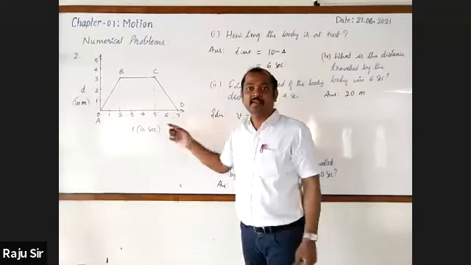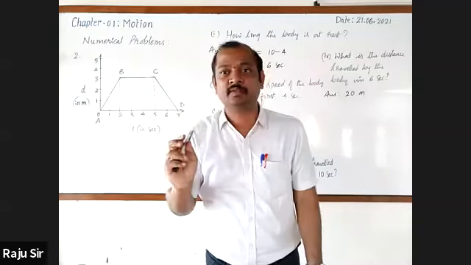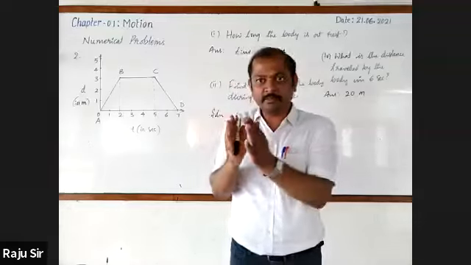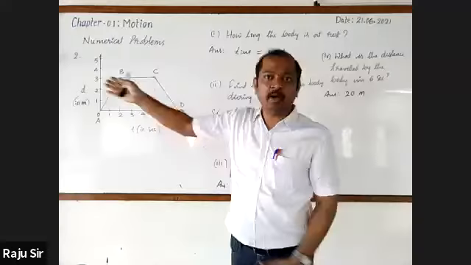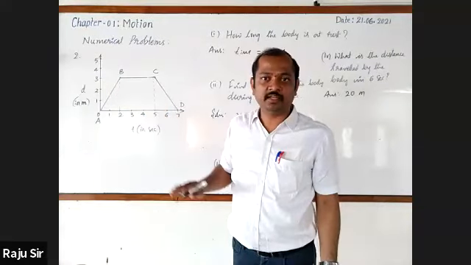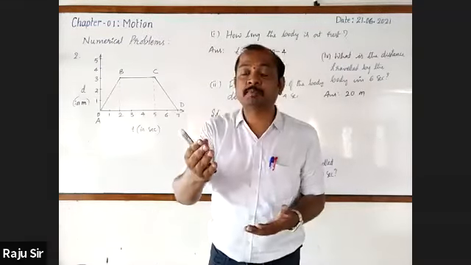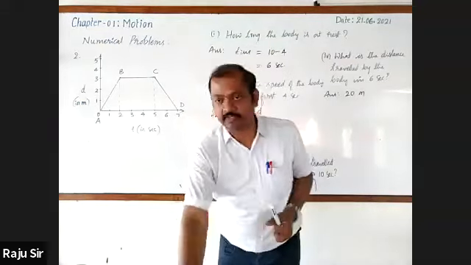Somebody told, it is minus 3. Here the velocity is negative, so the displacement will be minus 3. Got it? Actually, 3 meter displacement is correct only. But negative indicates the body is moving in the opposite direction. As a result of that, we will take the displacement as negative. Clear?